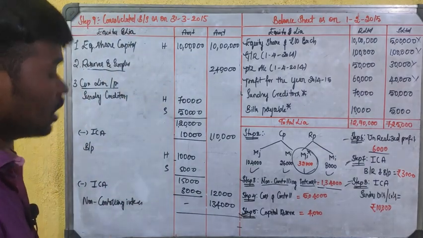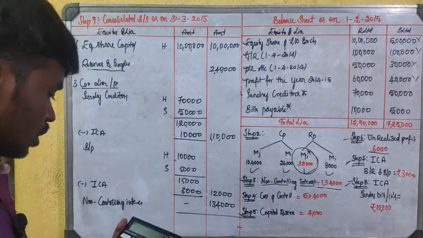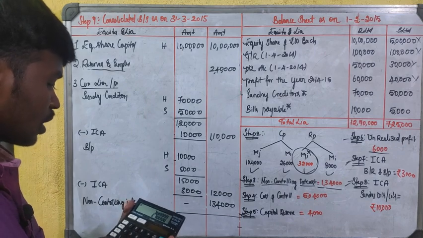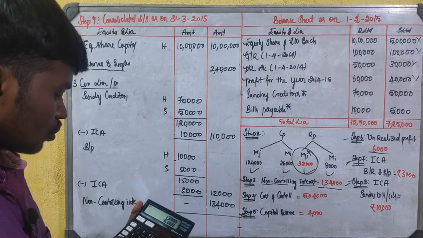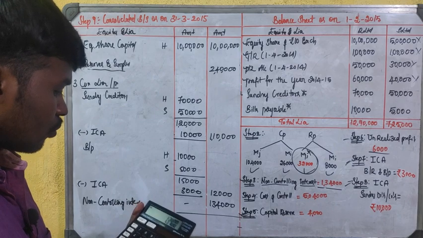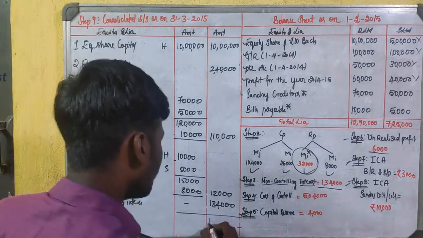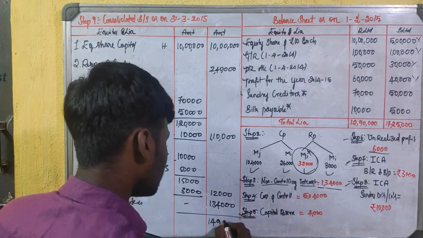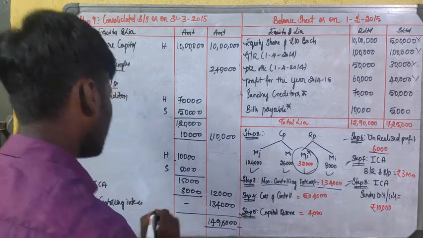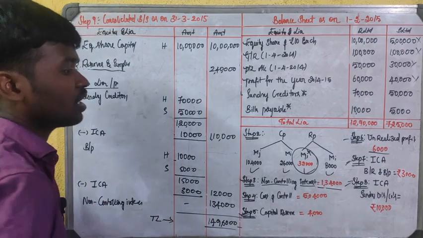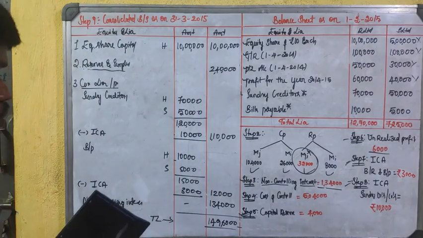There is nothing else. So just total it: 10 lakhs, 2,40,000, 1,10,000, 12,000, 1,34,000. So you will get 14,96,000 as the total liability. So similarly you have to enter the assets and see how much you will get.